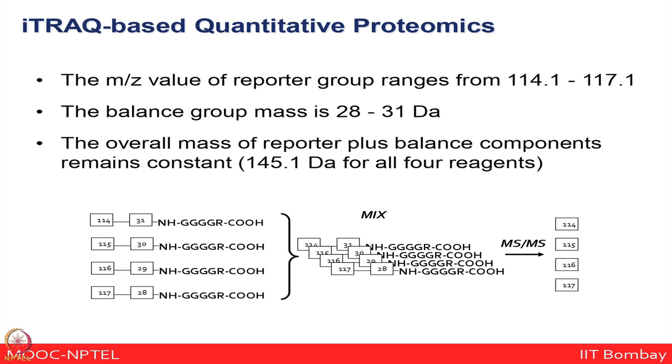So, in this way, we have the iTRAQ labels 114, 115, 116, 117, the reporter region is 114 to 117, the balancer region is 31, 30, 29 to 28, and the overall mass added is 145, which is the same in all the 4 conditions. You have labeled the peptides of 4 different conditions, mix them all together and do MSMS analysis.